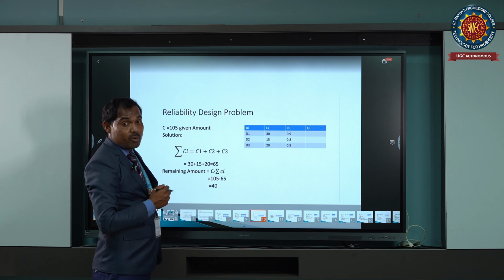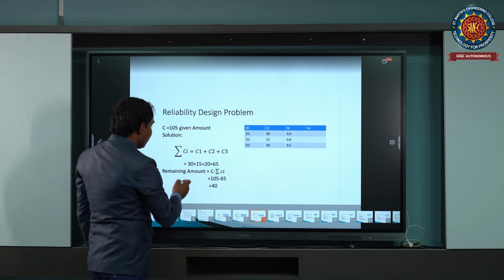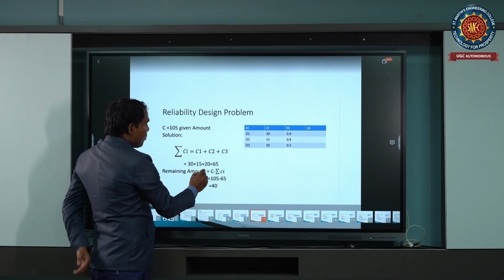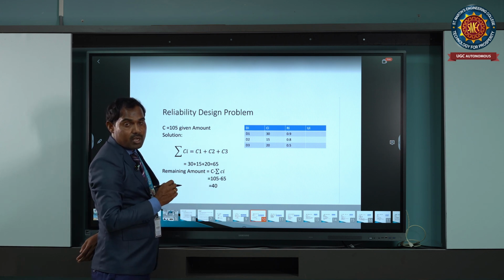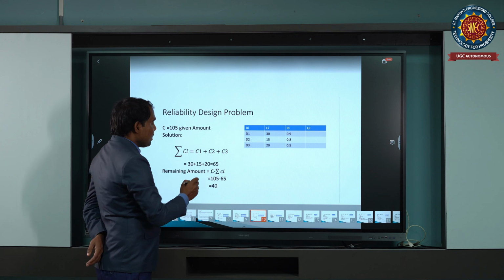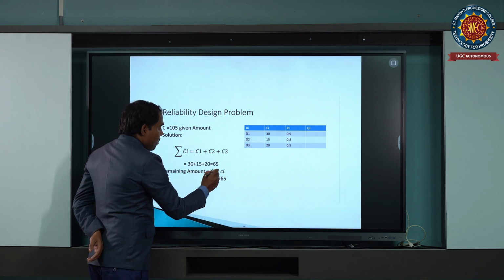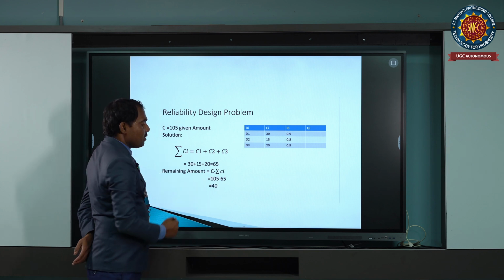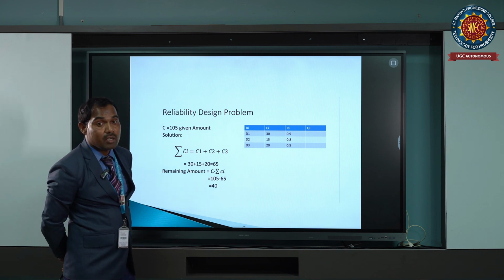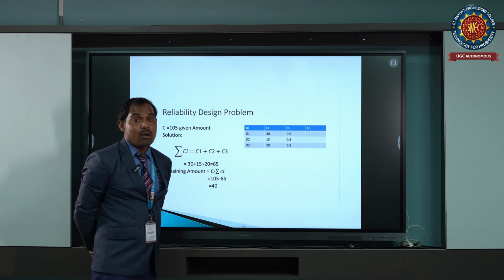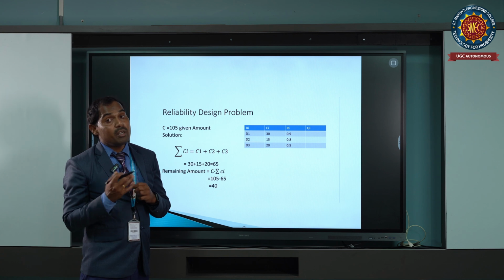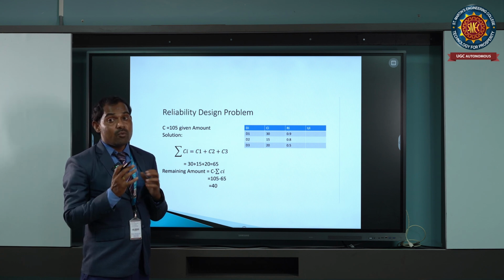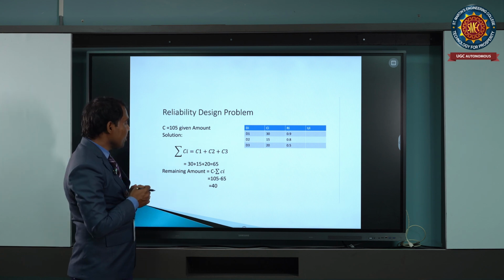So how much remaining amount do we have? The remaining amount is C minus summation of Ci, where C means the total amount, that is 105 minus 65, meaning 40 rupees is the remaining amount. Then with 40 rupees, what do I have to do, sir? How many devices do I have to buy? Then we have to calculate that. How are we going to calculate?